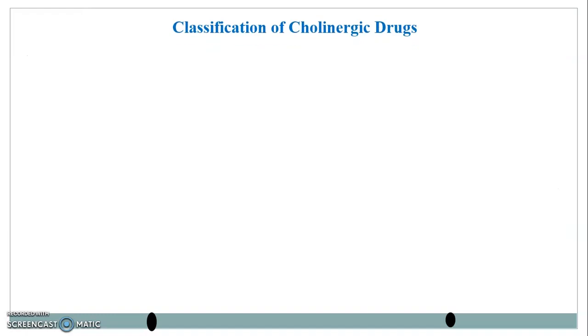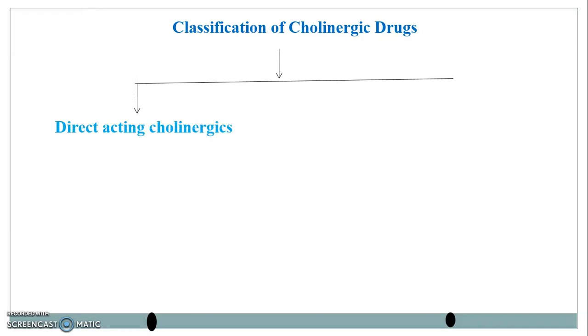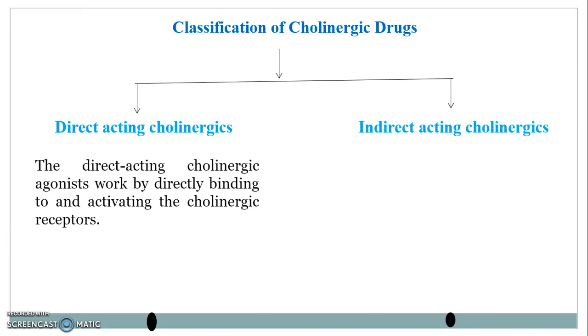Now about the classification of cholinergic drugs. These are broadly classified as direct acting cholinergics and indirect acting cholinergics. The direct acting cholinergic agonists work by directly binding to and activating the cholinergic receptors, like the muscarinic and nicotinic receptors. They bind to these and initiate the same action as acetylcholine.